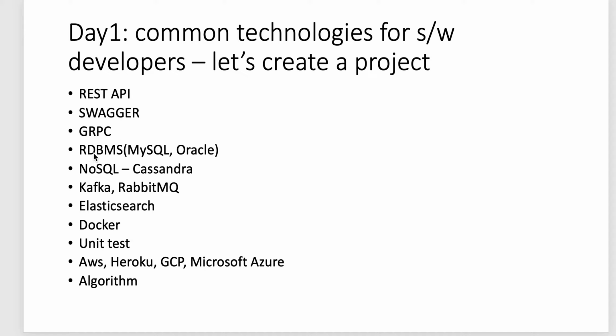There is RDBMS and NoSQL. These are the two kinds of databases developers are using nowadays based on different use cases. For RDBMS, we have MySQL, Oracle, Postgres, and many more. For NoSQL, you can see Cassandra, MongoDB, and many more. For the messaging server, we can have Kafka, RabbitMQ, Atlas. There are many like this.